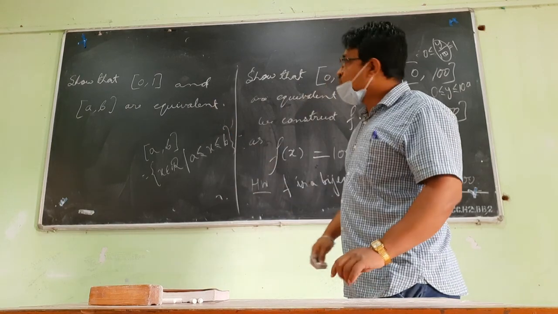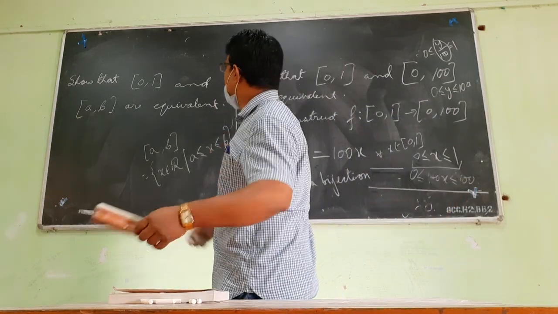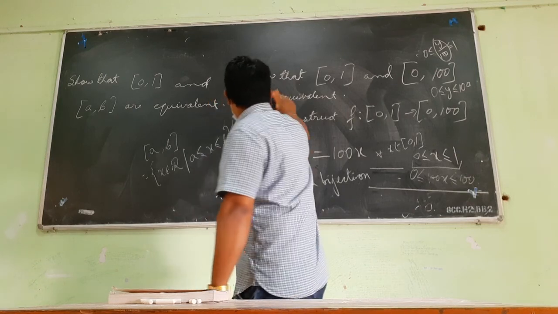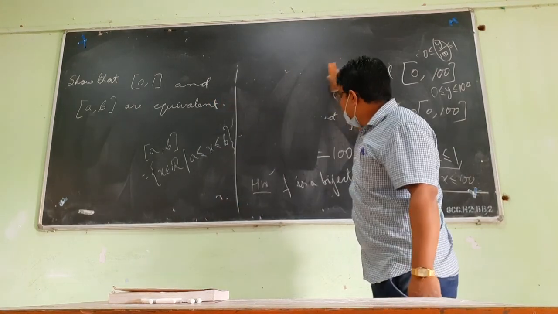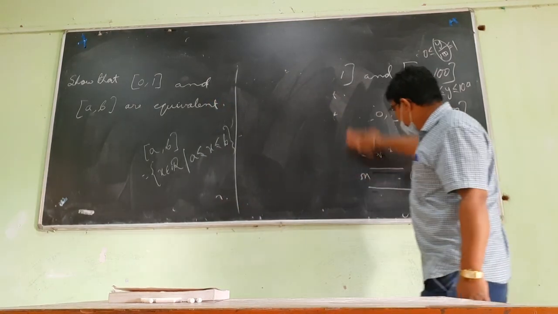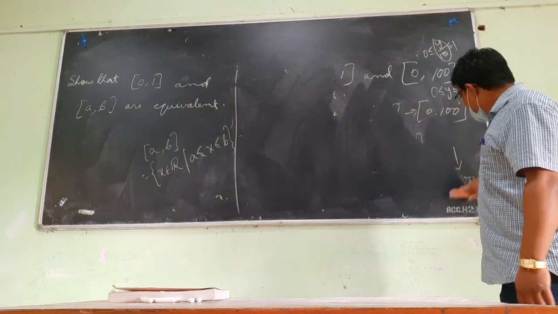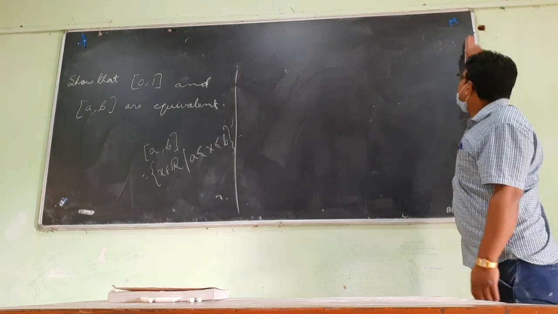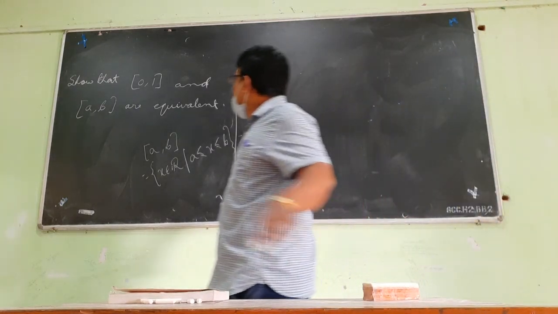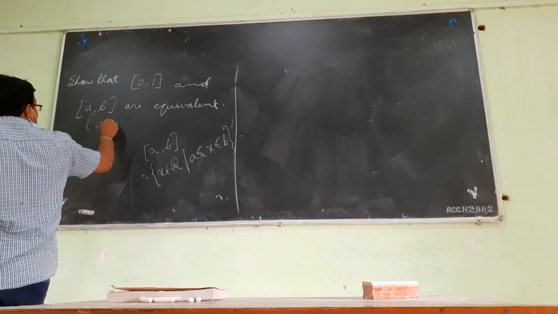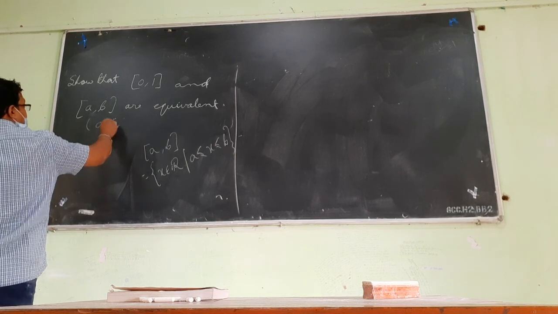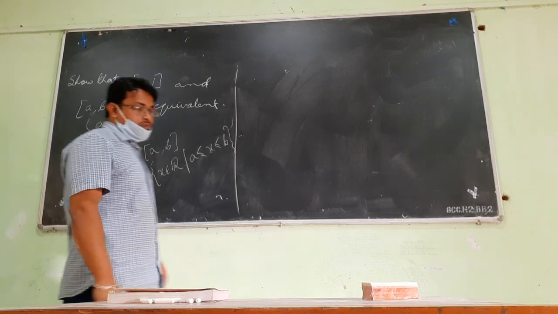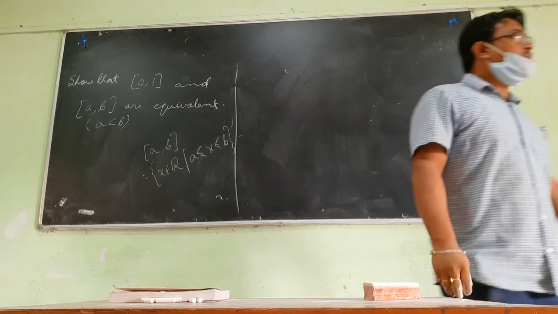So how can you show that these two are equivalent, 0, 1 and AB? You try to construct a function which makes these two equivalent. Okay. So here obviously A is not equal to B. A is less than B. Whenever we write an interval, A is less than B.